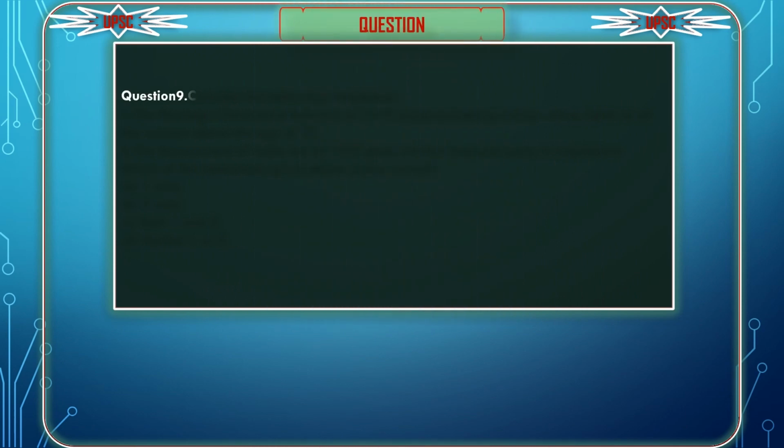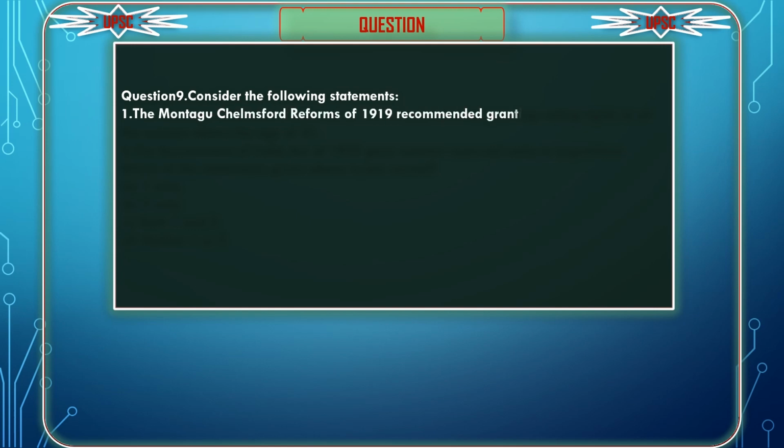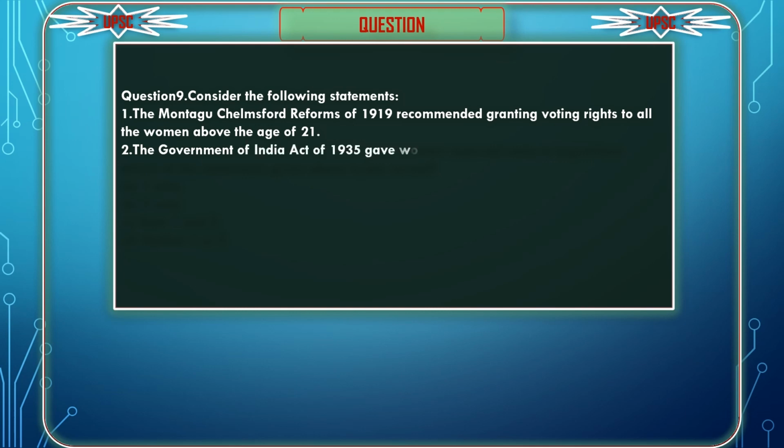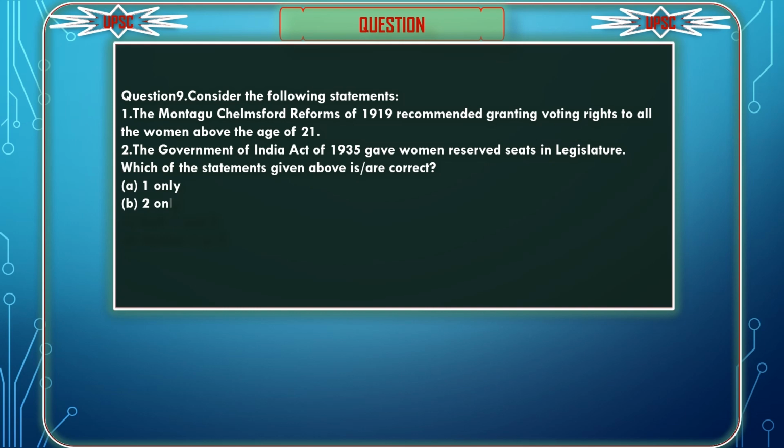Question 9. Consider the following statements. 1. The Montagu-Chelmsford reforms of 1919 recommended granting voting rights to all the women above the age of 21. 2. The Government of India Act of 1935 gave women reserved seats in legislature. Which of the statements given above is/are correct? A. 1 only. B.